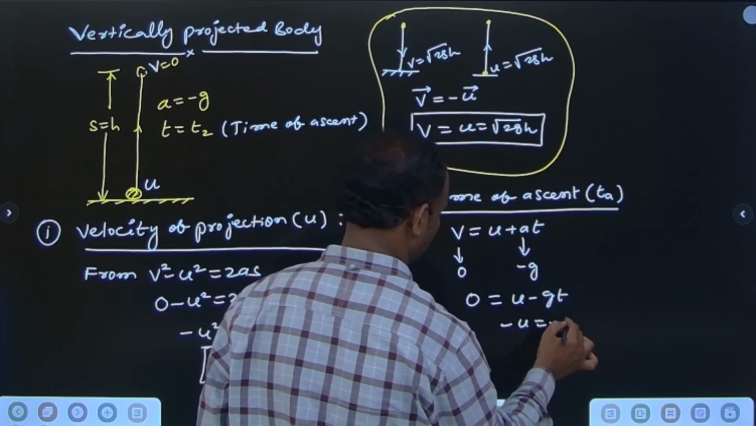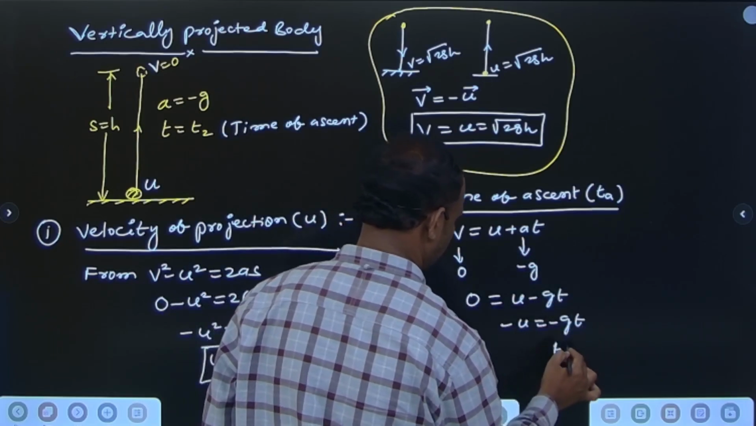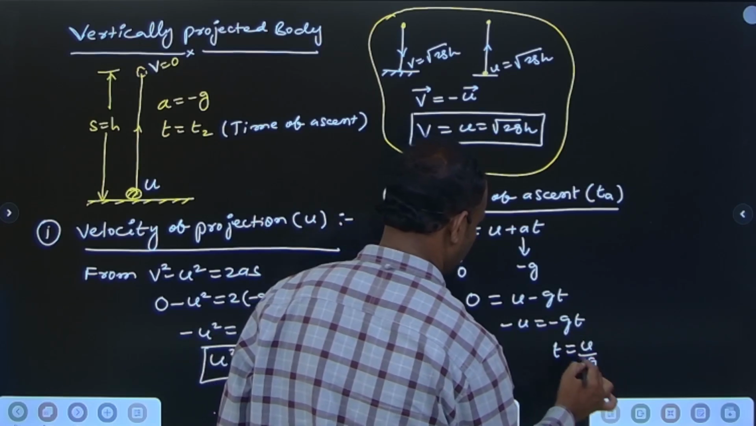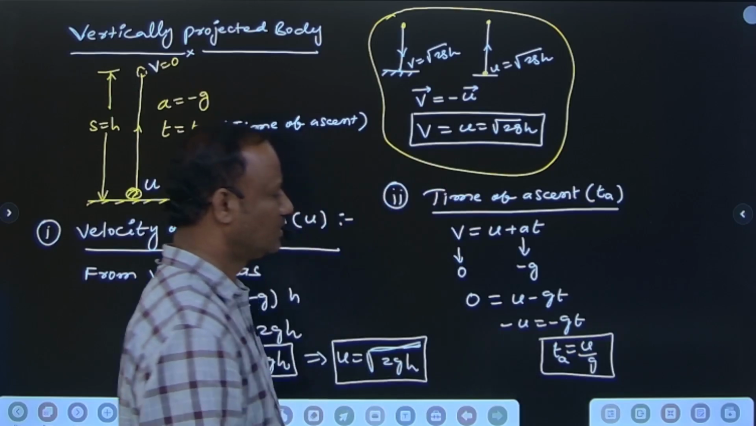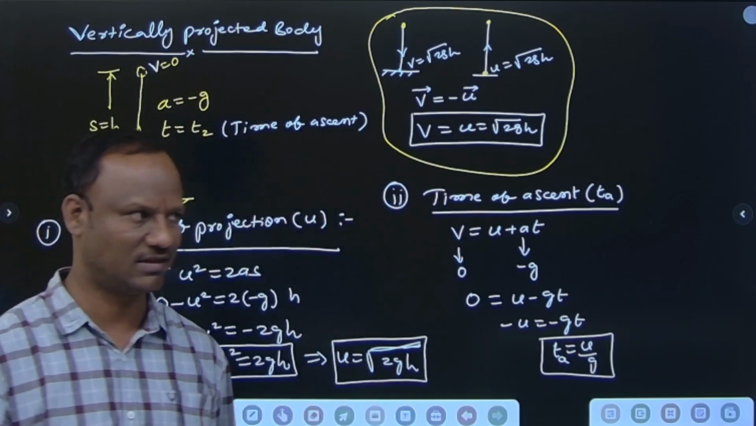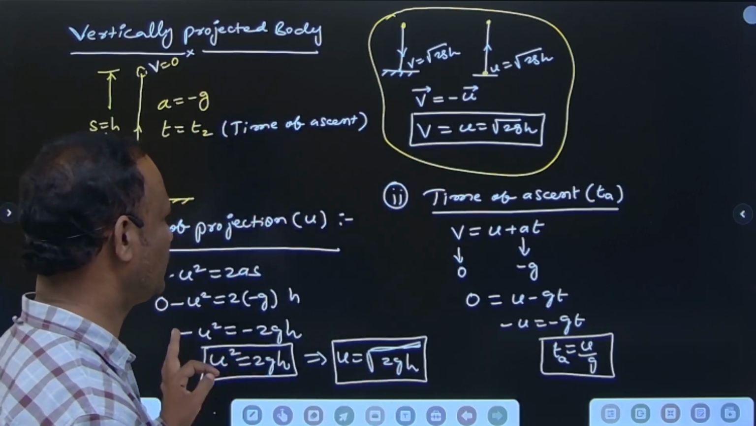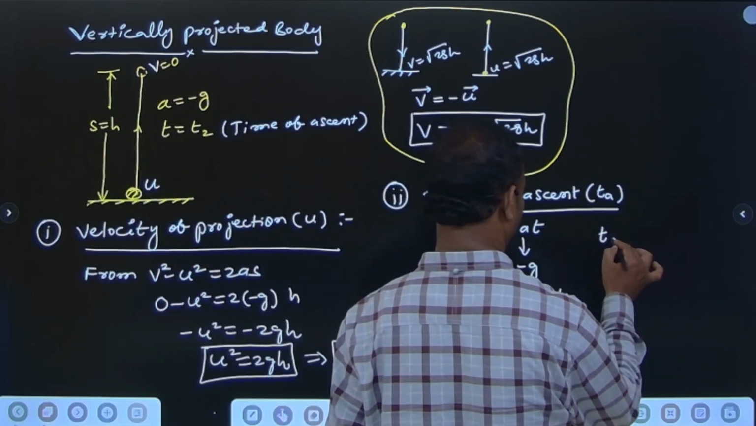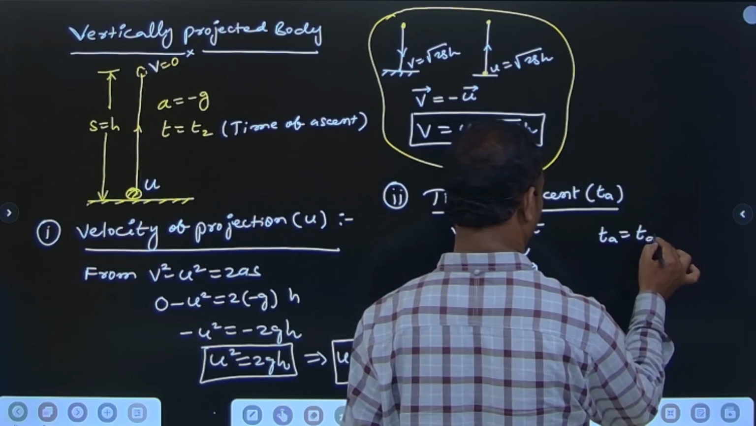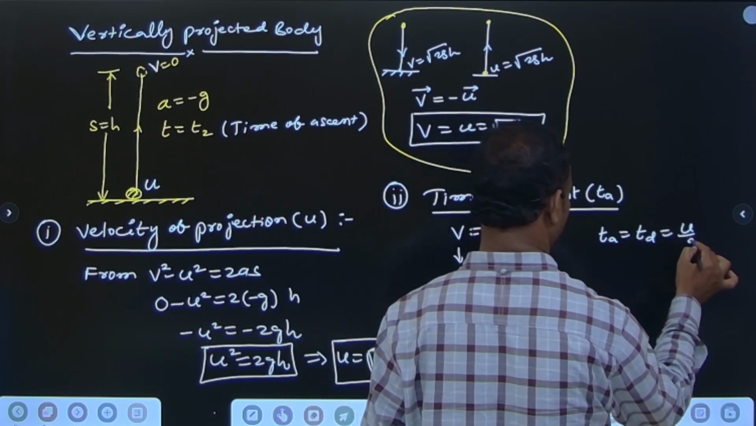Minus u equals minus gt. Then t equals u by g. This is the time of ascent. So in the absence of air resistance, time of ascent equals time of descent. Time of ascent equals time of descent equals u by g.